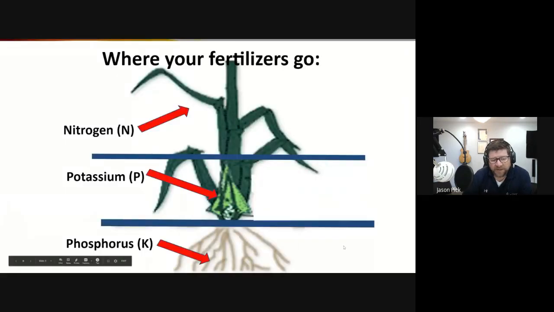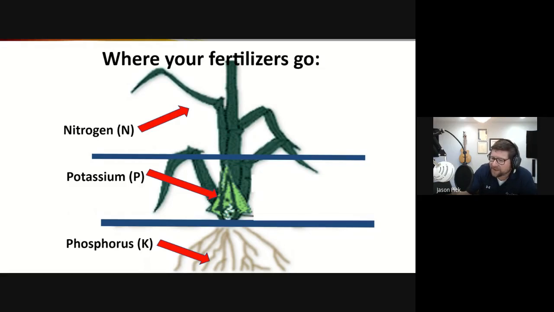Where your fertilizers go, again, starting simple. Nitrogen is top growth. Potassium is crown. This facilitates health of the plant, enzymatic reaction, and the movement of nutrients above and below. And of course, phosphorus is for root growth. So when we're growing in, that's why we apply phosphorus. When we're trying to grow up, nitrogen and potassium for cell strength.